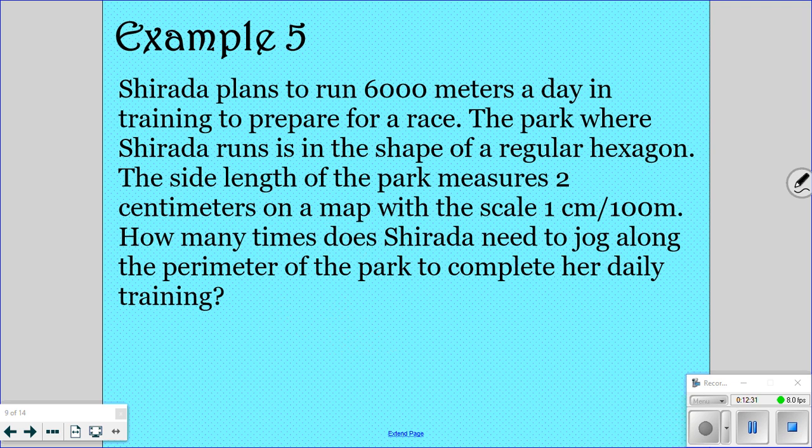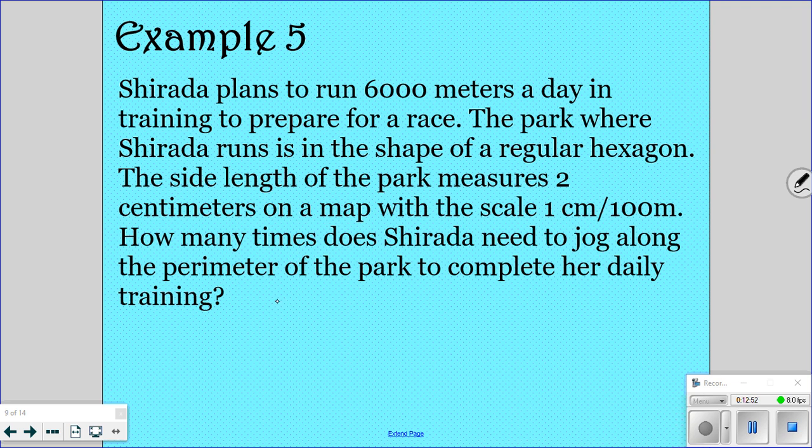Looking at this next example, we have 700 meters to run for a race, and we run in the shape of a hexagon. The side lengths of the park measure 2 centimeters with a scale of 1 centimeter to 100 meters. How many times does she need to jog the perimeter to complete her daily training?